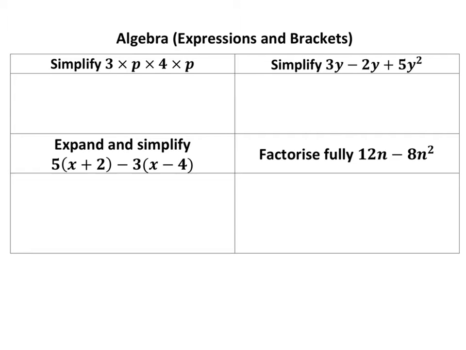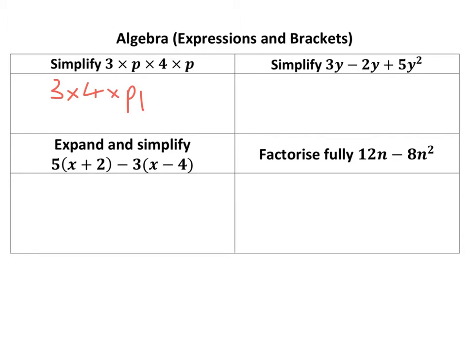Okay, we're looking at algebra here and just some basic simplifying, expanding brackets and stuff. So here we go. 3 times p times 4 times p. Now, 3 times 4, you can put them in a different order because 4 times 5 is the same as 5 times 4. So when you're multiplying stuff, it doesn't matter what order you do them in. So I would do 3 times 4 times p times p.